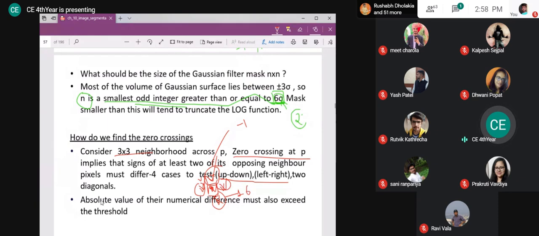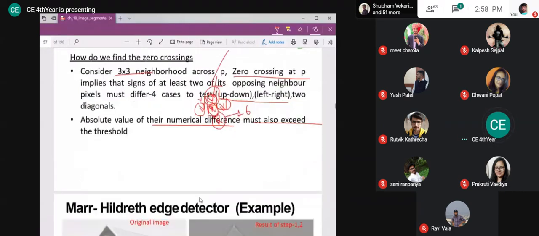So when the numerical difference between those two pixels, top and bottom, or left and right, is greater than a threshold, or they have a significant difference, that means it is a zero crossing. Otherwise, it can be the reason of noise, and that's why that one pixel is only negative. So I should not consider this. I should consider this as it is, right?